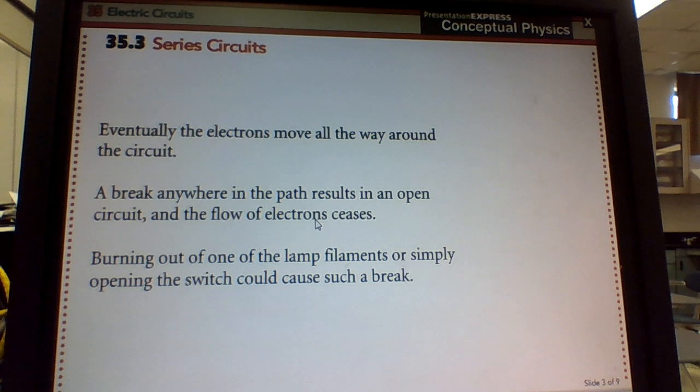Now, eventually, electrons move through the bulbs, lighting them up once they've completed the whole circuit. But if there is a break anywhere in the path, you have an open circuit and the flow of these electrons is going to stop. When it stops, all of them are going to stop. Burning out one of the lamps burns out the whole system. The bulbs might not be burned out and inoperable for future use, but they will definitely not work as long as that one bulb is bad.